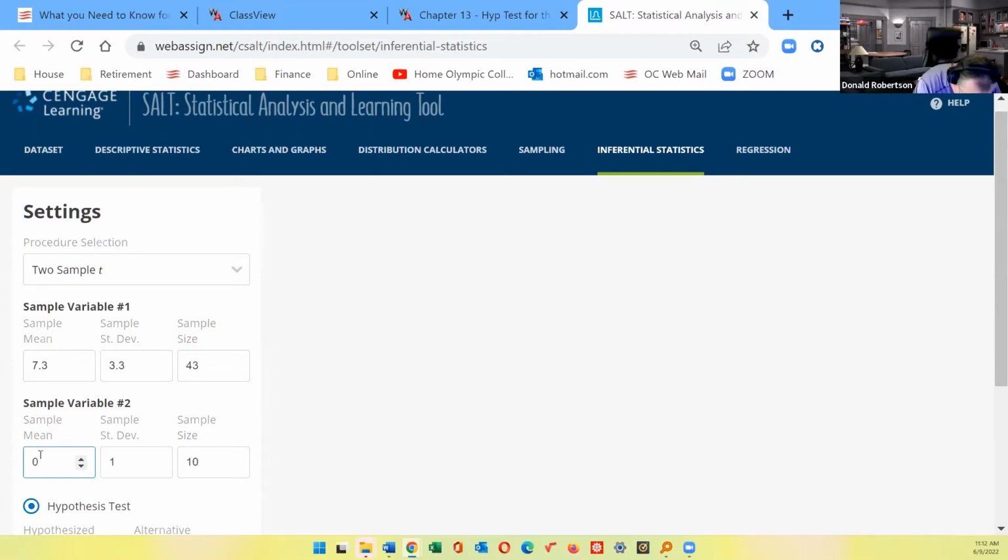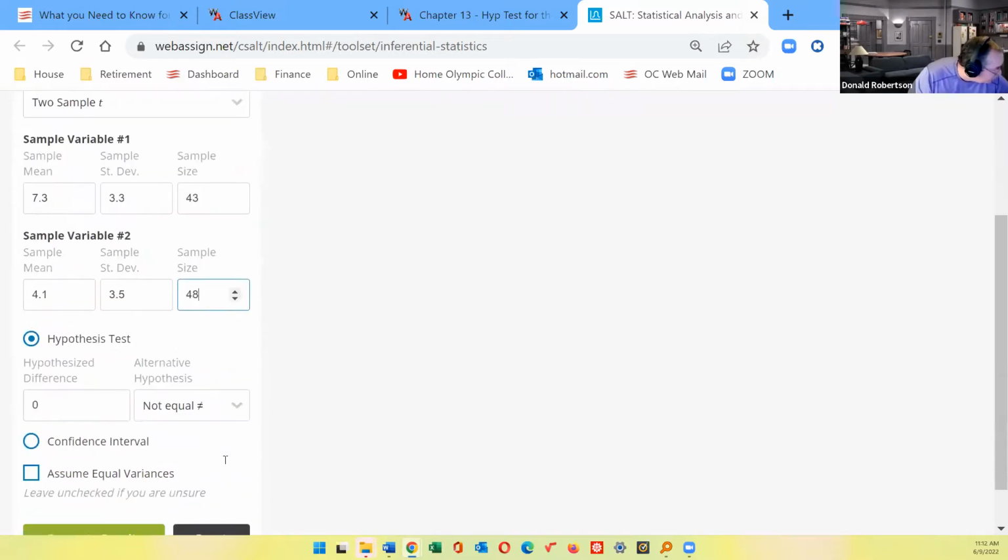And the next one was a 4.1. A standard deviation of 3.5. I'm assuming you did the same kind of thing with the numbers that you got. And the sample size was 48. Right, so that's pretty much all the information that you had about the people who went on a diet. And this is all information about those who did the exercise.